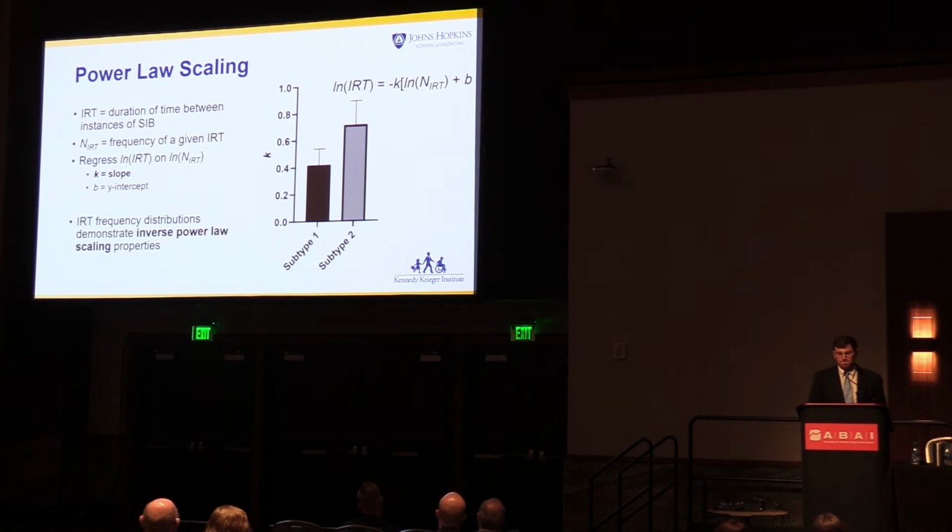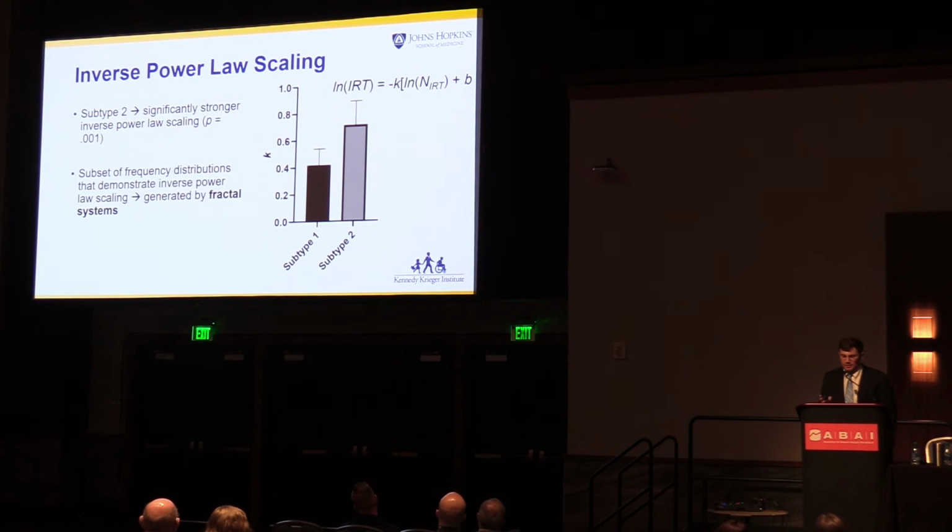So another way to think about it is this. As the IRT duration increases, the frequency or number of those longer IRTs decreases at a faster and more nonlinear rate for subtype 1 relative to subtype, oh, excuse me, I really messed that up. Let me start over. Okay, think about this. It's so confusing.